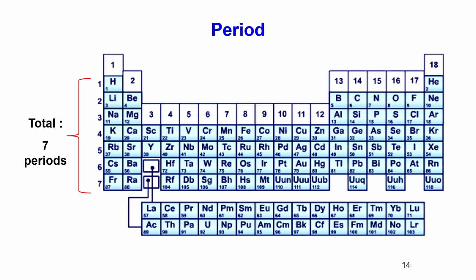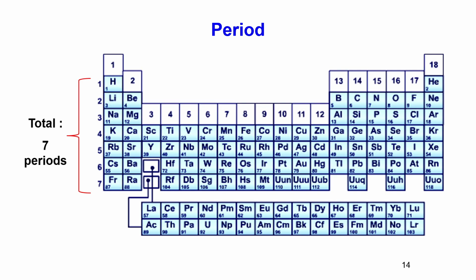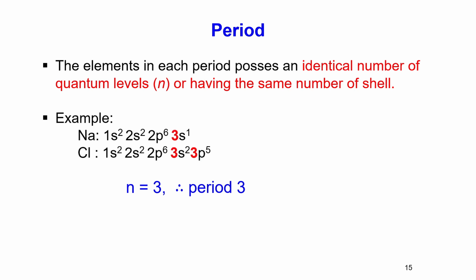Okay, total number of periods is 7. So we have period 1 for hydrogen and also helium. So the number of period is actually equal to the number of principal quantum number. For example, we have sodium. From the electronic configuration of sodium, 1s2, 2s2, 2p6, 3s1, we have the largest principal quantum number is 3.